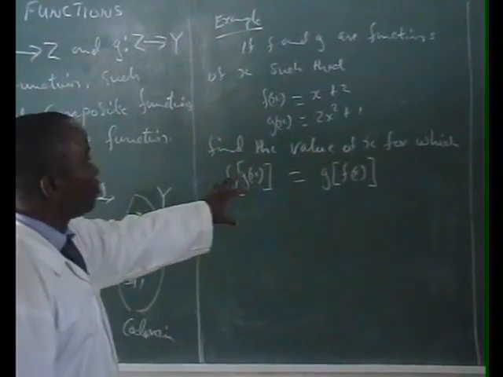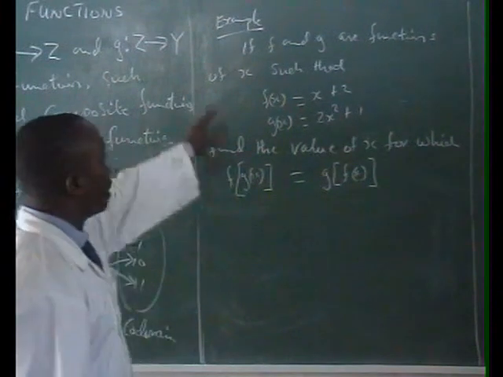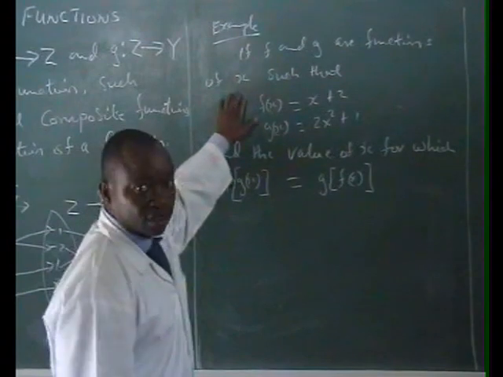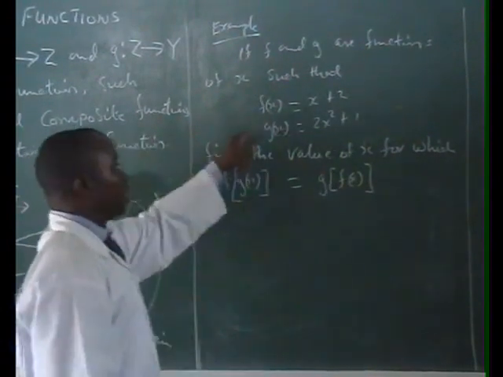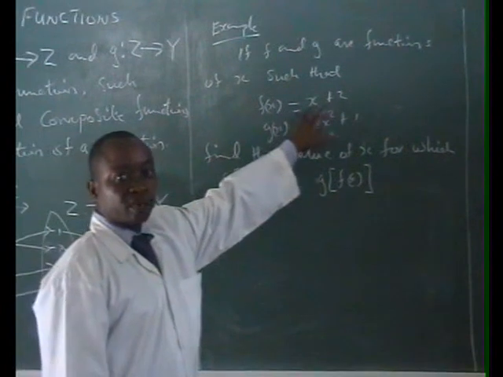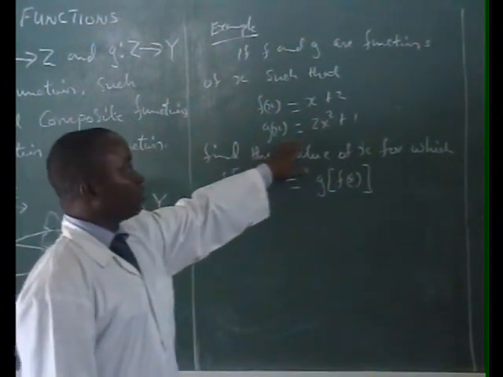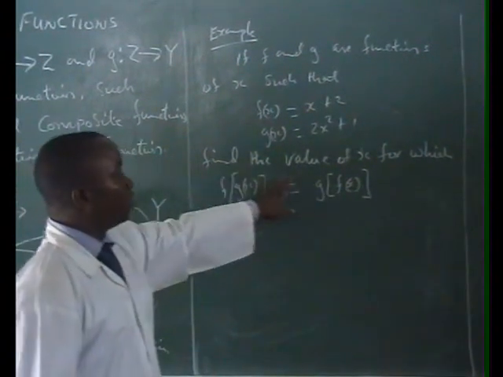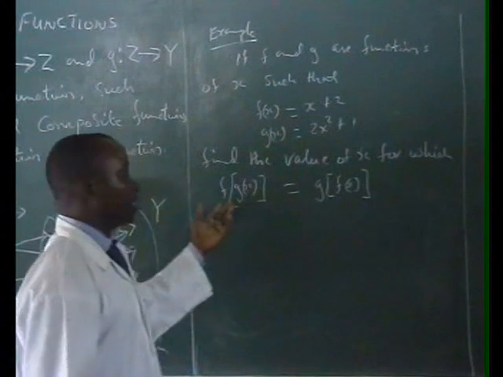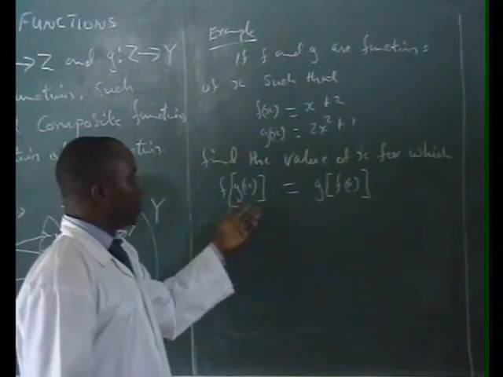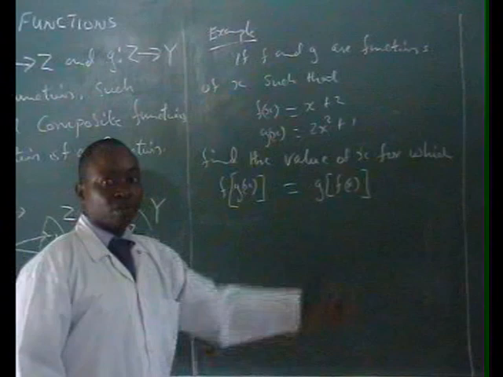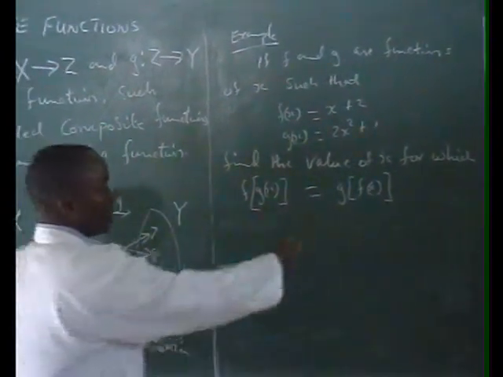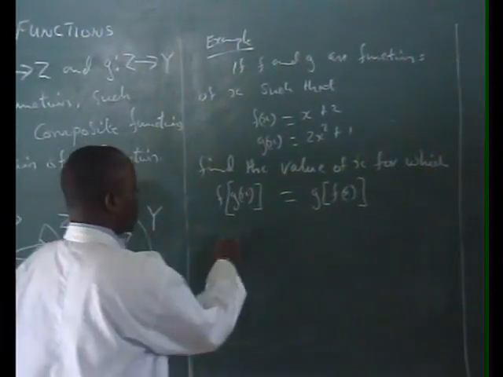So we have another example. If f and g are functions of x such that f of x is equal to x plus 2 and g of x is equal to 2x squared plus 1, find the value of x for which f composite g will be equal to g composite f, sorry.